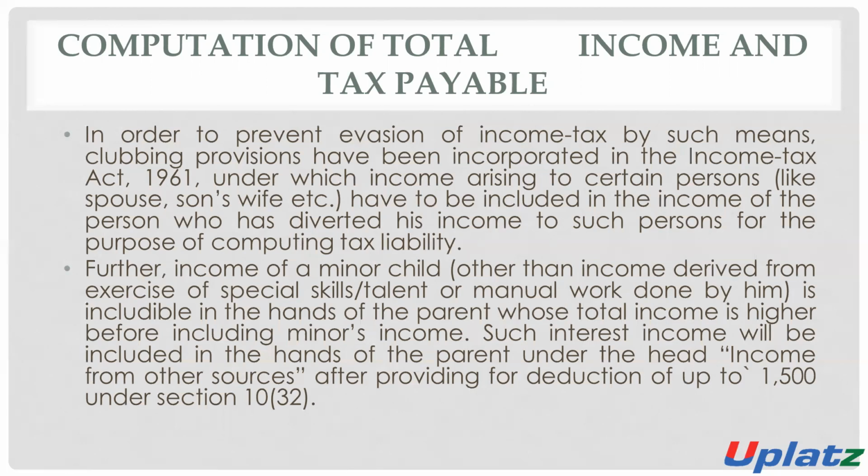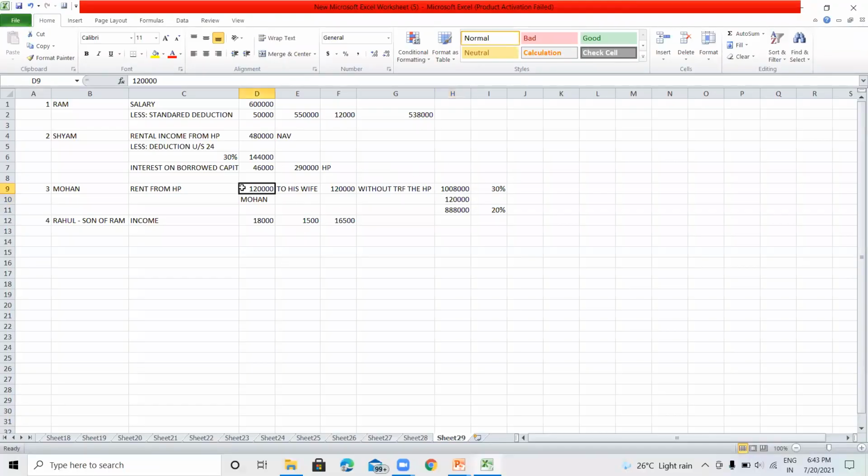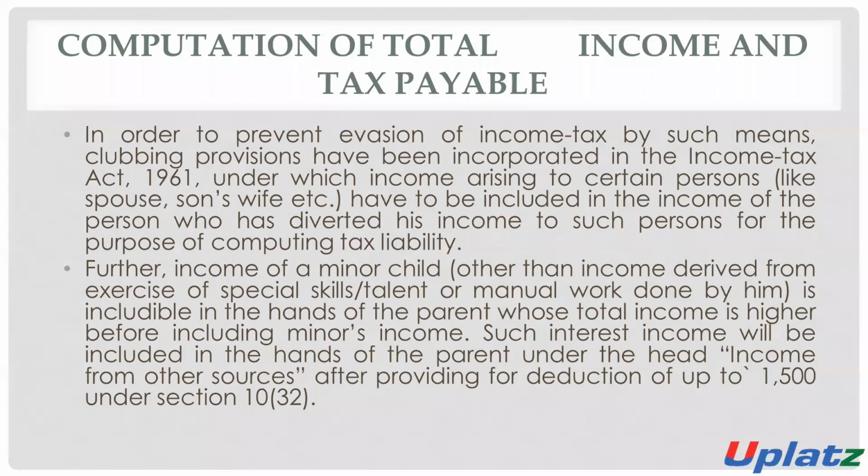then we will calculate the taxable income of such assessee. The diverted income will be added in the total income of such assessee. For example, in this situation, such 1,20,000 will be added in the total income of Mohan only. It will not be considered the income of his wife. It will be considered the income of Mr. Mohan only.